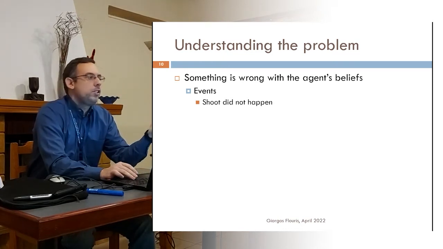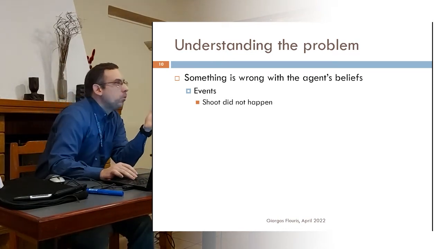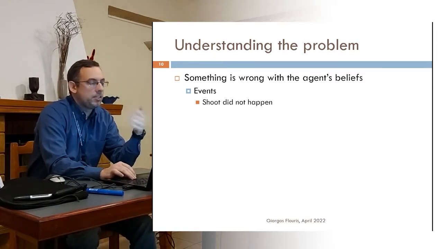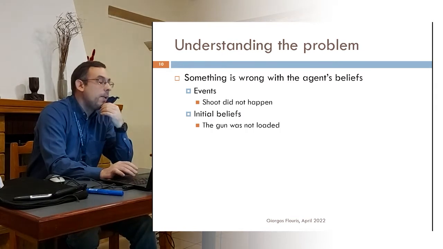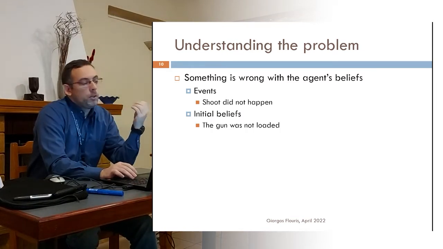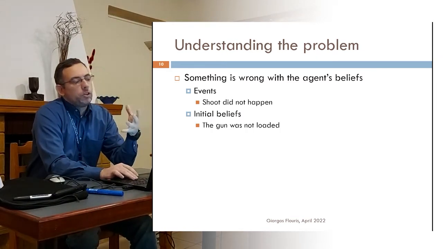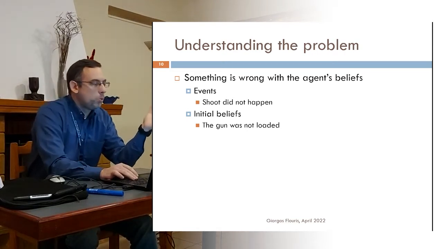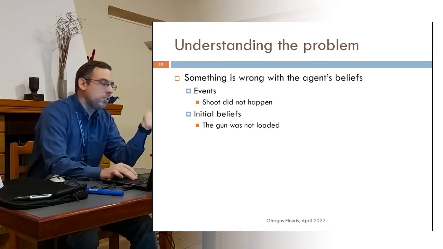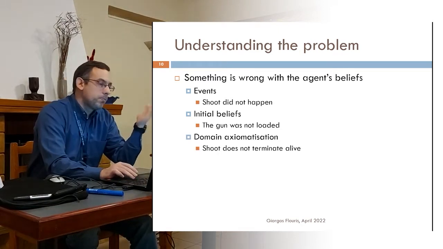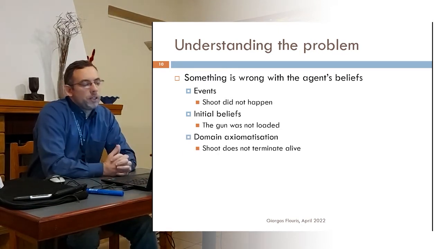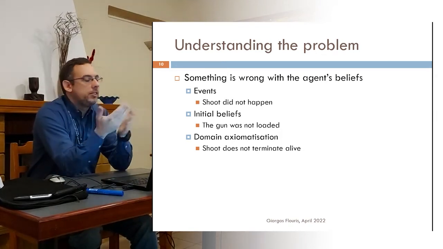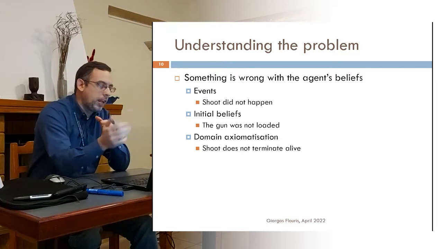So our observation, our experience about the fact that the event happened is not true. So we retract this experience and everything goes well. The second option is to assume that our initial beliefs were wrong. No, the gun was not loaded in the first place. Somehow there was a misconception in this respect. And the third option is to assume that our domain axiomatization is wrong. So maybe a shot doesn't necessarily terminate the fluent alive.